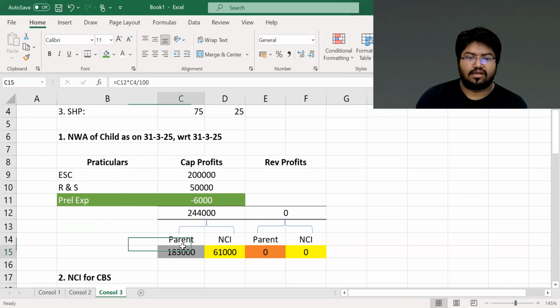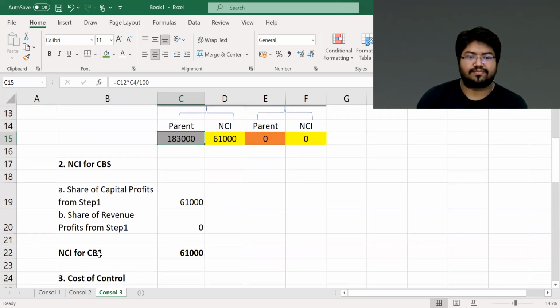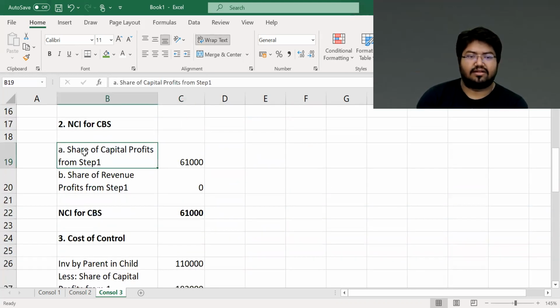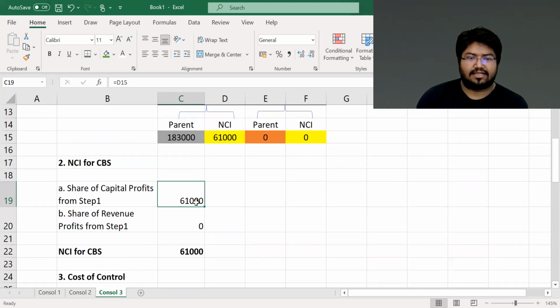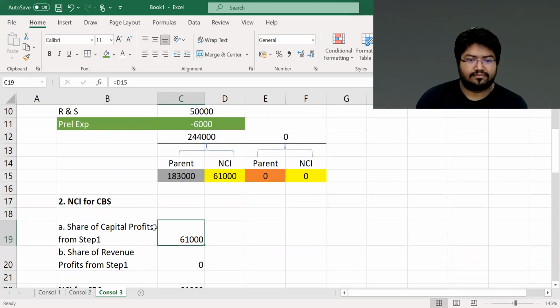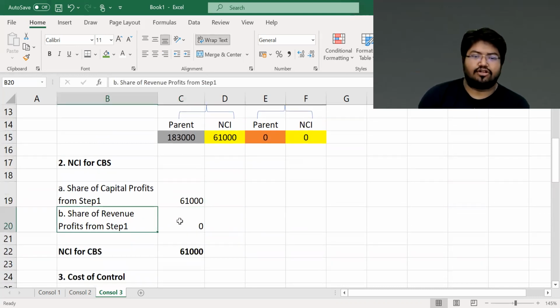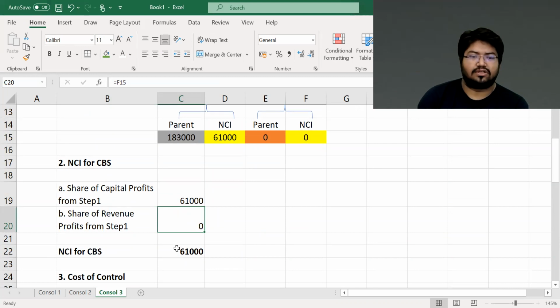Yeah. So now we can go ahead with step 2, non-controlling interest for CBS. Share of capital profits from step 1 is 61,000. Share of revenue profits is 0. Total comes to 61,000 only.